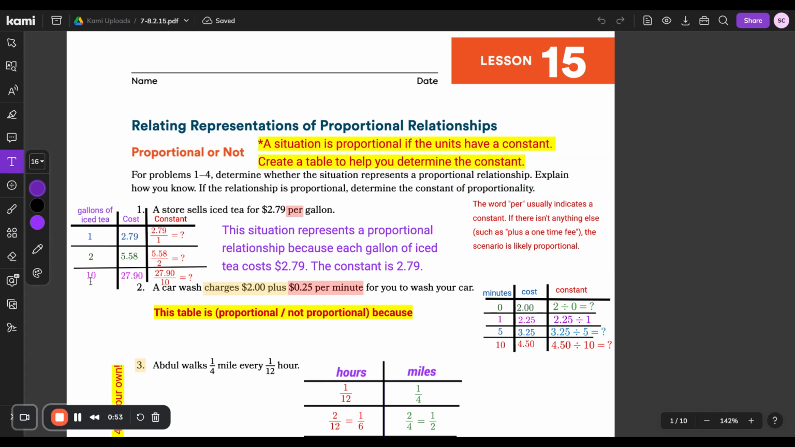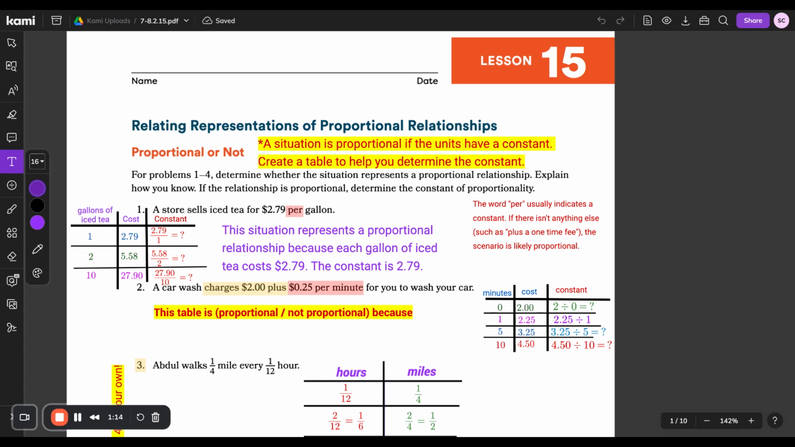So you are going to create this table here for number 1, and you have your X value for your gallons of tea. Your cost is Y, and you're going to do Y divided by X for each row, dividing to see if you get the same constant of $2.79 for each row. And this is to help support your reasoning for why number 1 represents a proportional relationship.